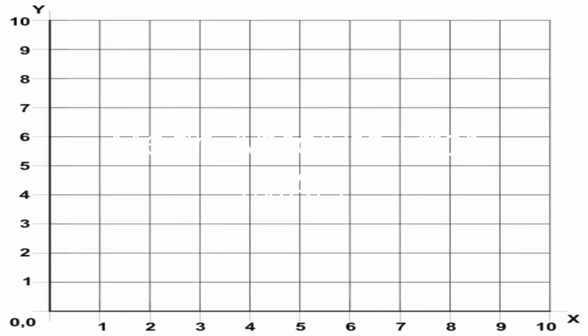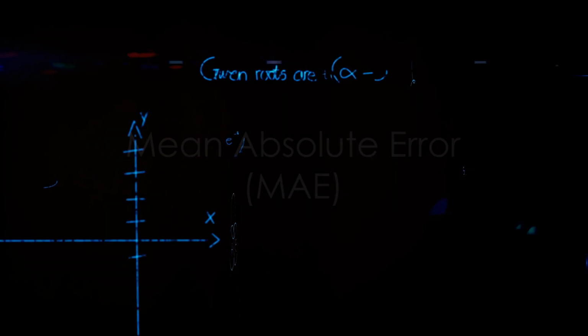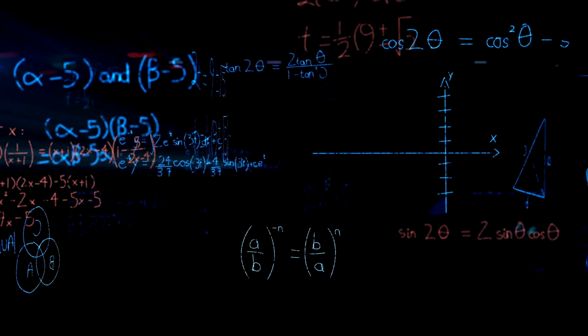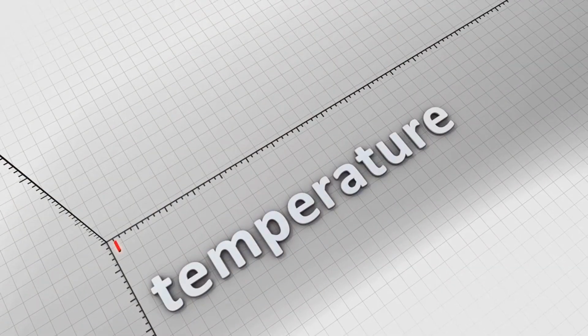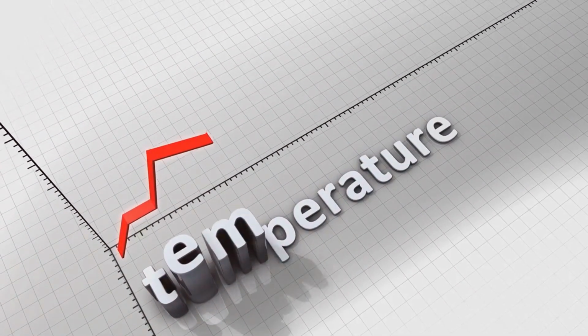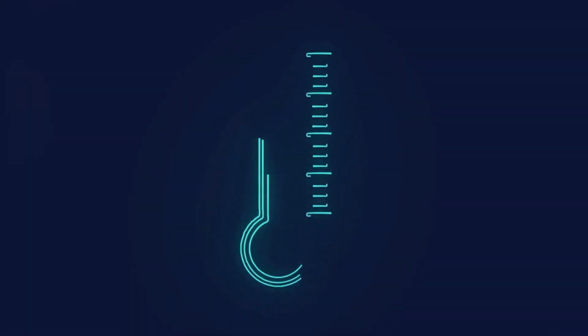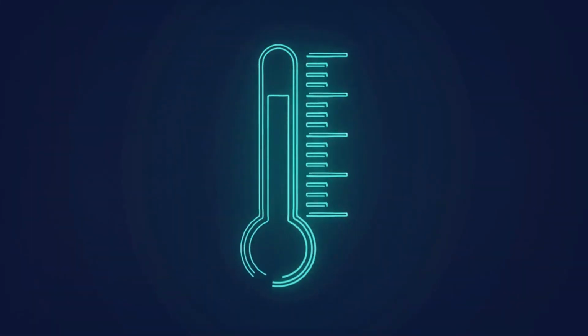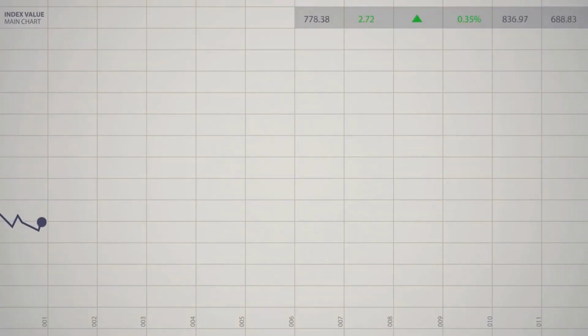Then there's the mean absolute error, or MAE. It's the average of the absolute differences between the actual and predicted values. So if we're predicting temperature based on the time of day, MAE would calculate the absolute difference between the actual and predicted temperatures and average these absolute differences. It's less sensitive to outliers than MSE or RMSE, which can be a benefit in certain situations.